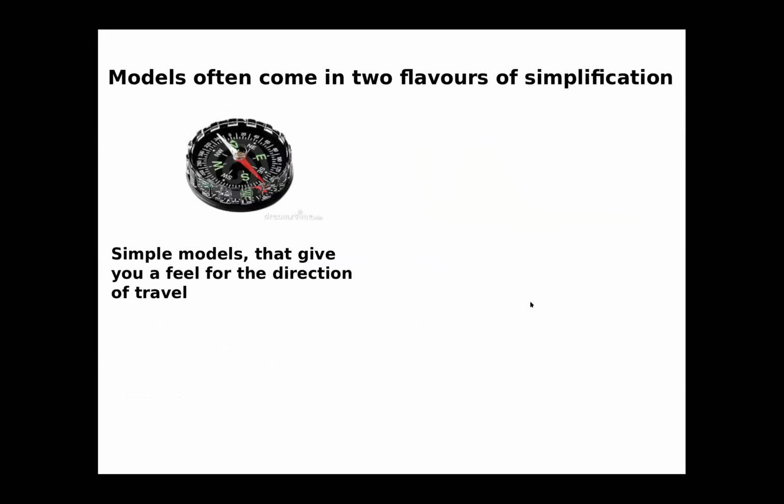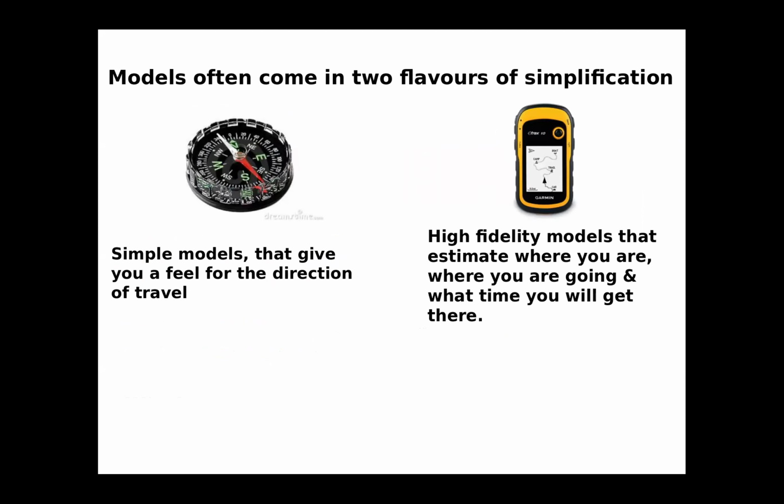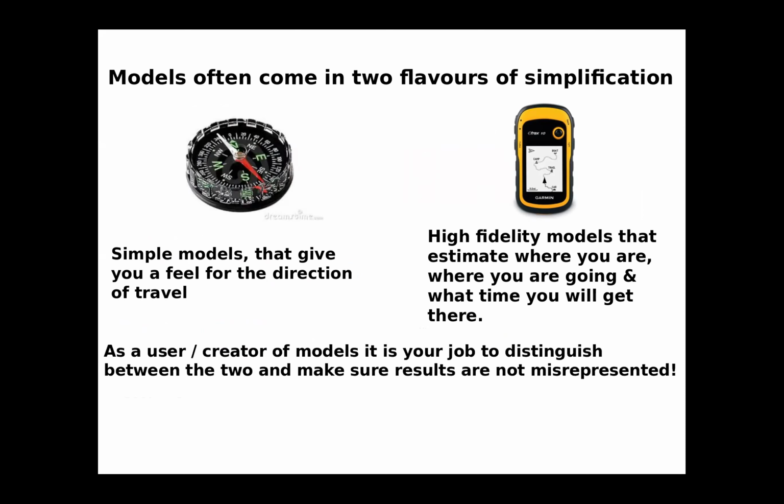Now, in terms of simplification, models often come in kind of two flavors. You get very simple models that give you a feel for the direction of travel, what generally speaking is going to happen. And then you get very high fidelity models that try to tell you exactly where you're going, what time you're going to get there, and all the details in between.